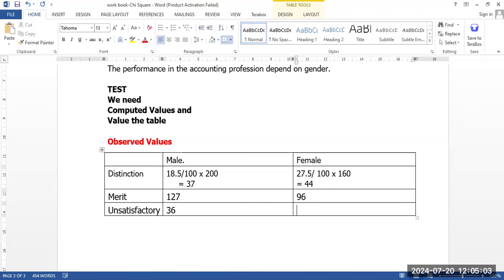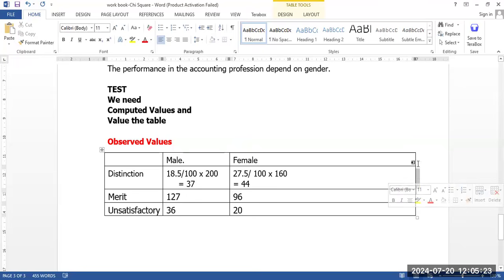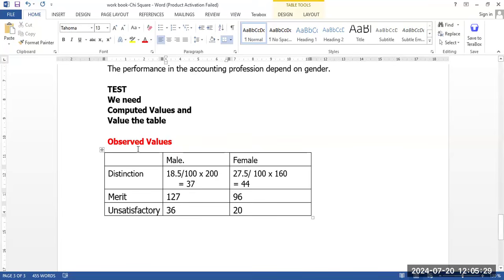20. What do you have here? 20. So that is our observed data in terms of numbers.